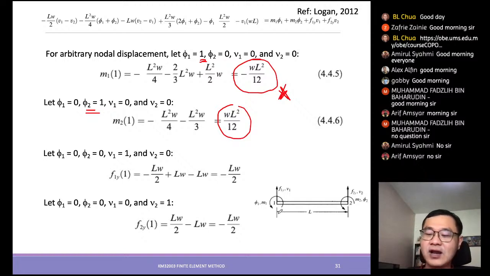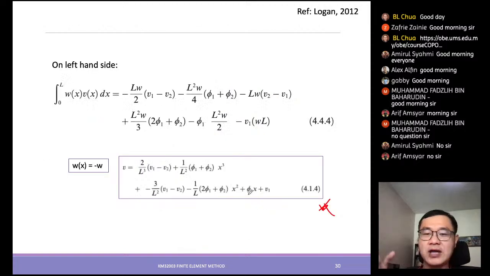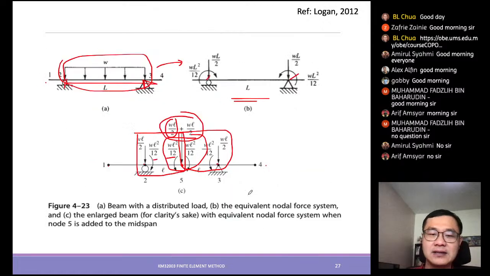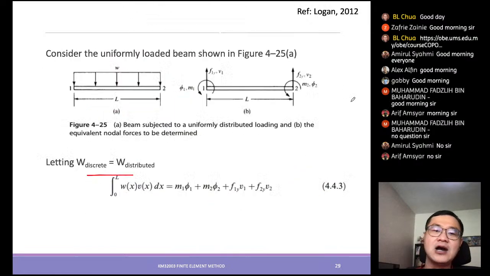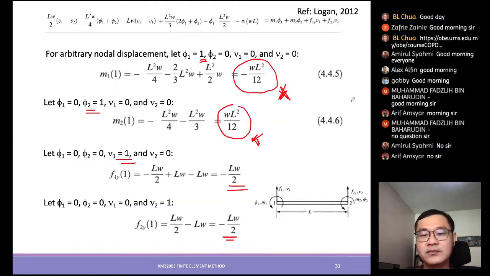So eventually you can see that we have derived the values for the moment. Same thing for the force: you get LW over 2, LW over 2, which is what you applied into your equations, or your free body diagram, previously. This is how you can derive all these parameters.